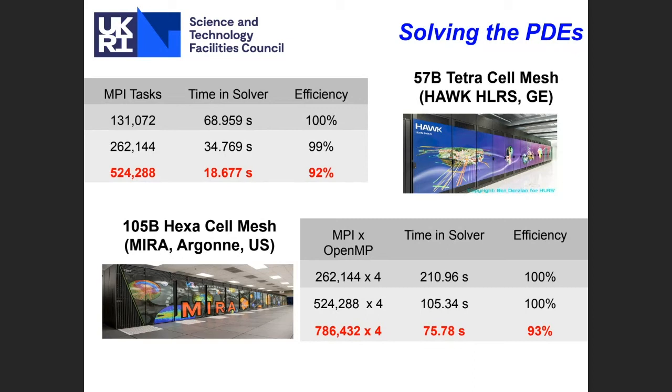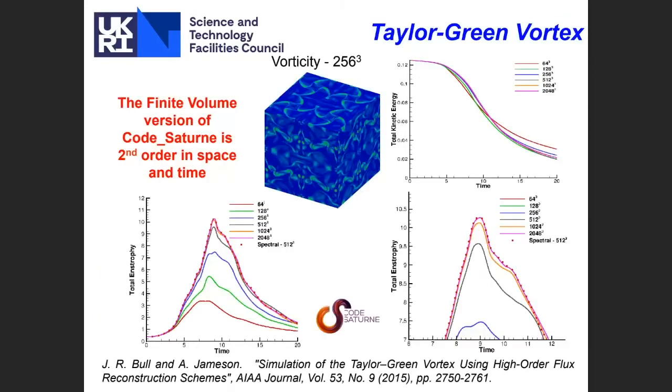But there's always a push in Code Saturn to get very good scalability, because if you remember well, the aim would be to be able to run on meshes over a trillion cells, and these cells having any shape, if possible.